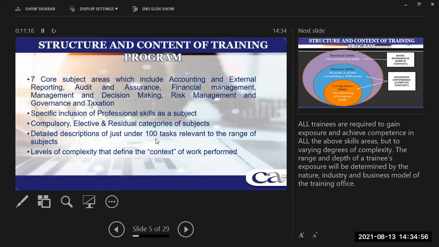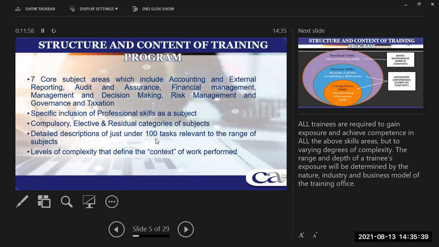What then happens is that these 7 core subject areas are subdivided into 3 groups. These are the compulsory, elective, and residual categories of subjects. It is important to highlight that all trainees are required to gain exposure and achieve competence in all the subject areas. However, the level of competency varies depending on the nature of the industry and also the business model of the training office.